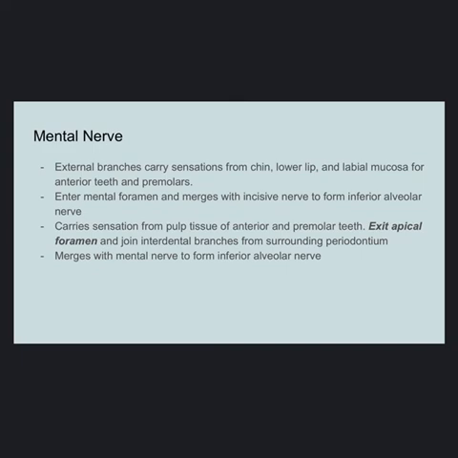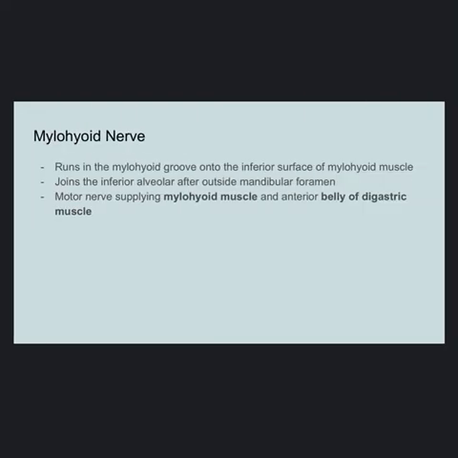The mental nerve is the external branch that carries sensation from the chin, lower lip, and labial mucosa from the anterior teeth and premolars. This enters through the mental foramen and merges with the incisive nerve to form the inferior alveolar nerve. The incisive nerve carries sensation from pulp tissue of the anterior and premolar teeth, and it exits through the apical foramen and joins the interdental branches from the surrounding periodontium. It merges with the mental nerve to form the inferior alveolar nerve.